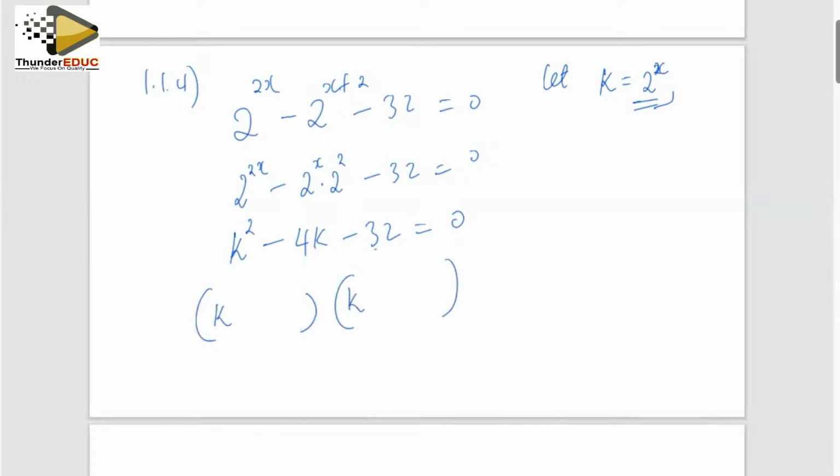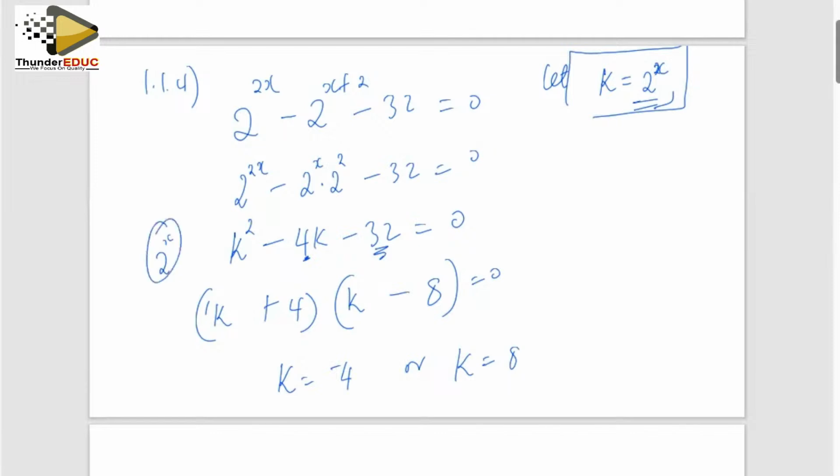The two numbers that multiply to give me 32 and, when I add them, give negative 4, are going to be 8 and 4. This should be a negative, that should be a positive. So either k is a negative 4 or k is a positive 8. Alternatively, if you couldn't do this, you can factorize straight away with k being the 2 to the x. It should give you more or less the same thing.